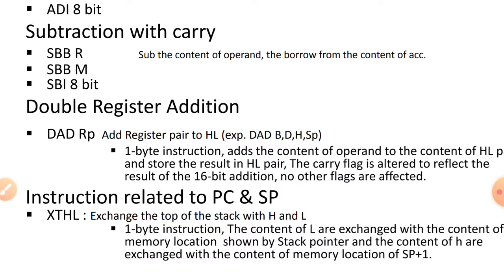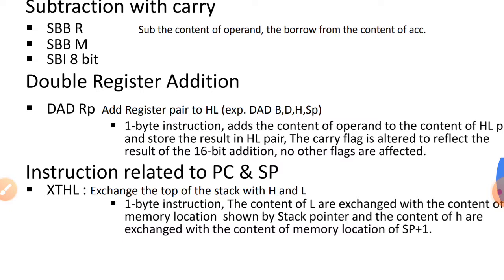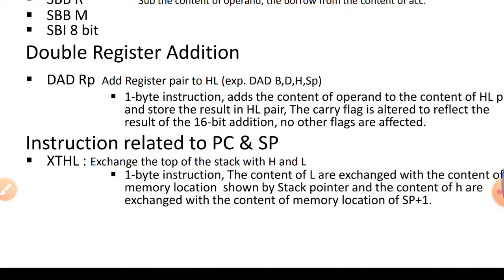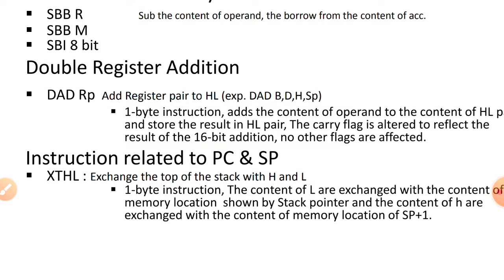So what will this do? If it is written DAD B, what will it do? It will add the content of the BC pair with the content of the HL pair and the result will be stored in the HL pair. If it is written DAD D, it will add the content of the DE pair with the content of the HL pair and the result will be stored in the HL pair. If we have written DAD H, it will add the content of the HL pair with the content of the HL pair and the result will be stored in the HL pair.